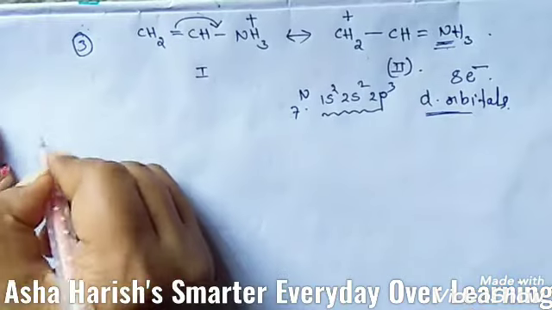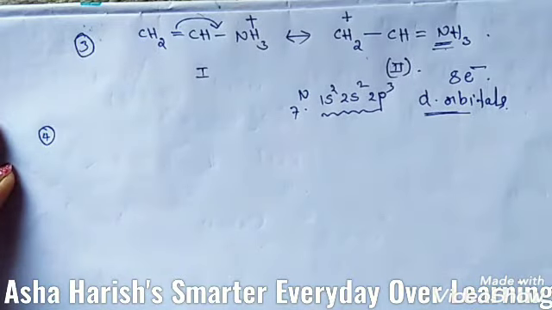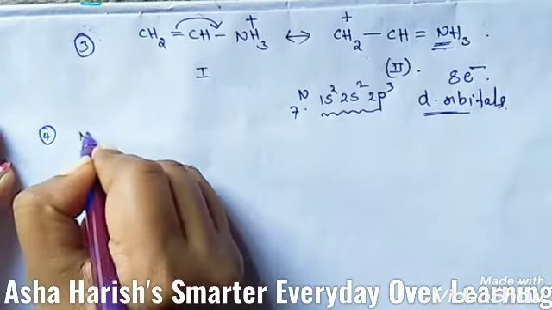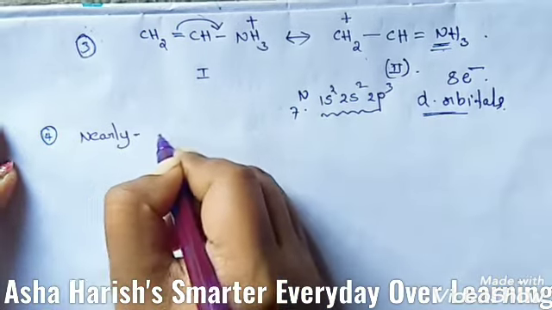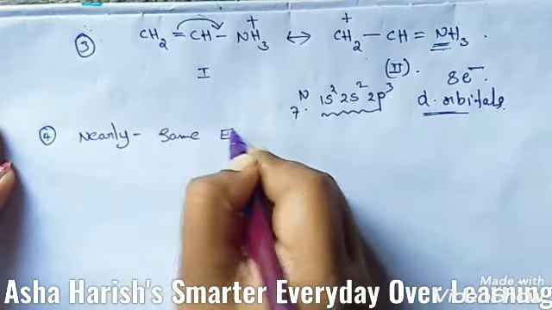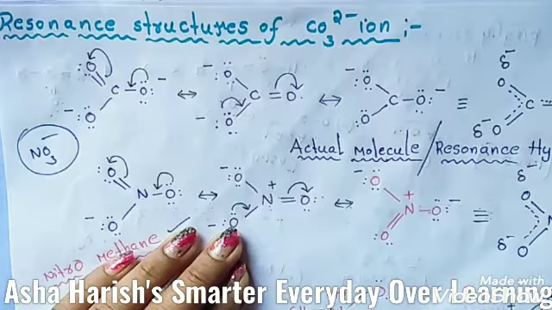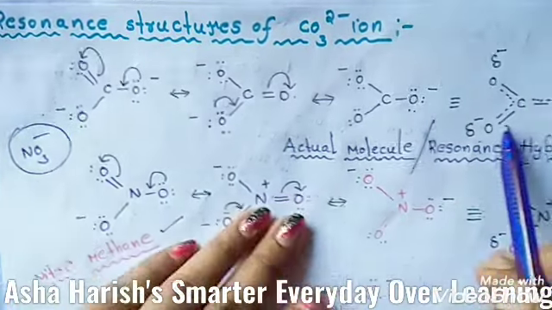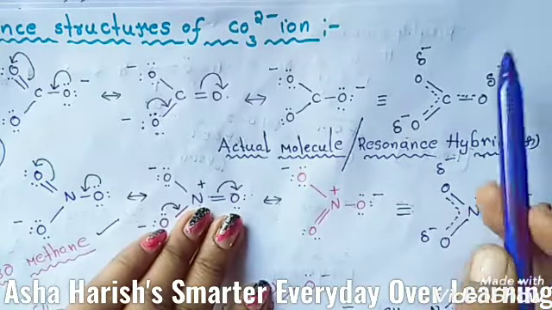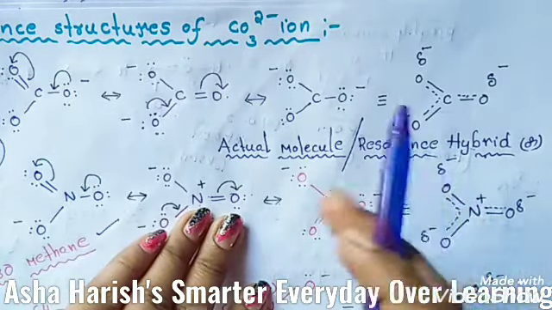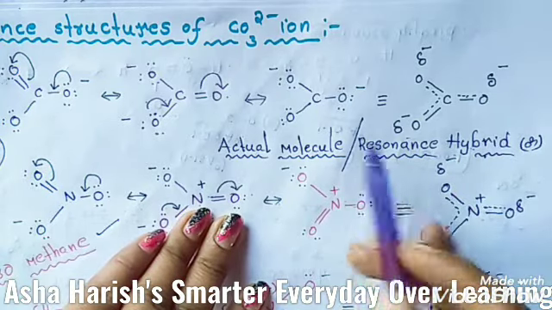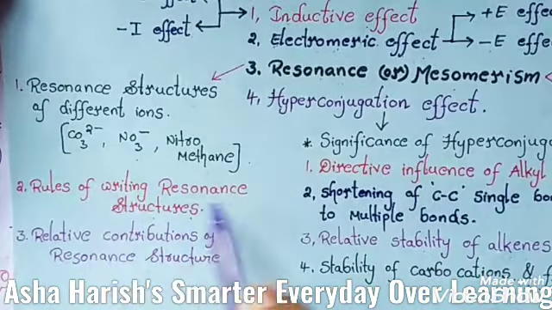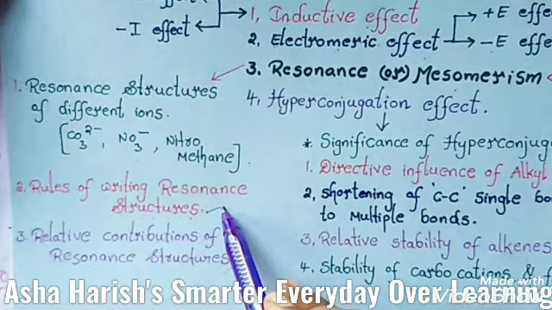This is rule number 3. Now rule number 4: as far as possible, all the resonance structures should have nearly the same energy. The more the number of resonance structures, the more stable the resonance hybrid. Here this is the resonance hybrid. In general, the various resonance structures contribute to the resonance hybrid in proportion to their relative energies. Once we check the mind map, what I have written here, the rules for writing resonance structures are completed.